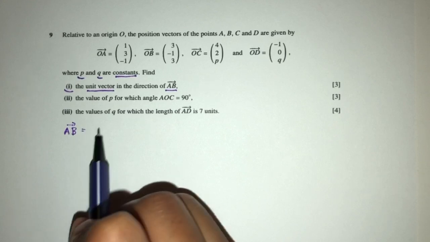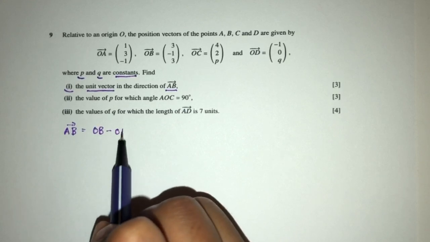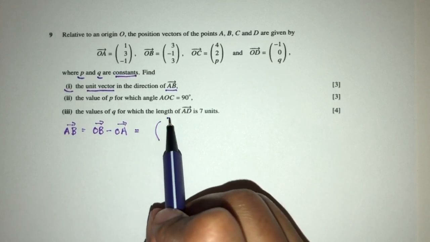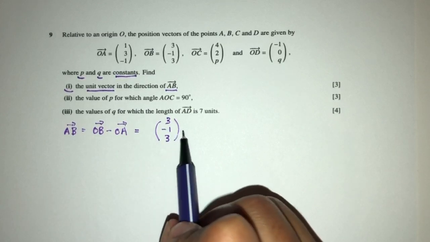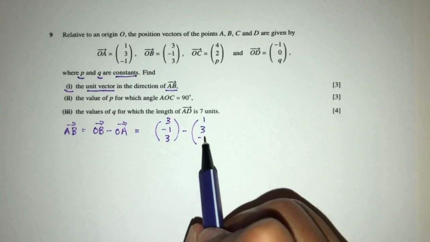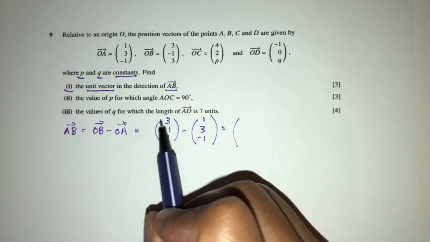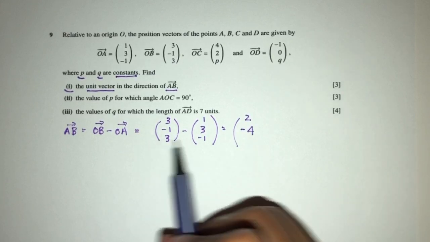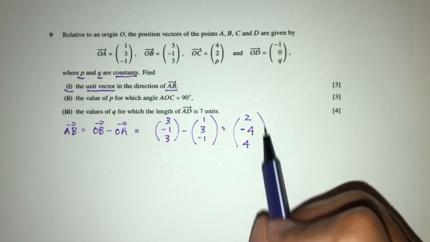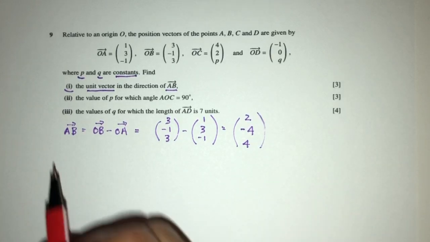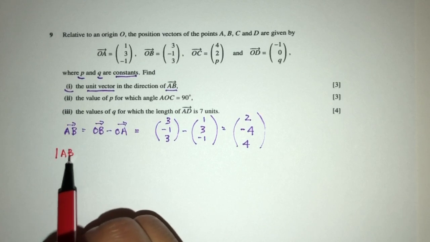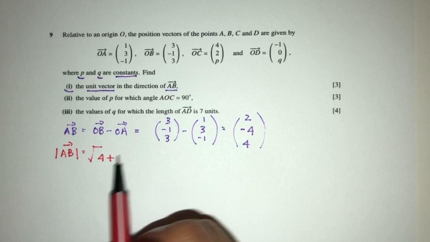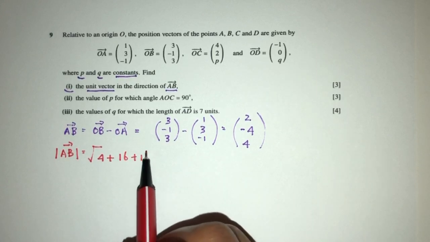AB, by definition, that will be OB minus OA. That will be what? OB is 3, minus 1, 3. OA will be 1, 3, minus 1. Let's see, that will be 3 minus 1 is 2. Minus 1 minus 3 will be minus 4. 3 minus minus 1 will be 4 as well. That will be AB. Now we have to find the magnitude of AB. That will be root of 2 squared is 4, plus 4 squared is 16, and 16.